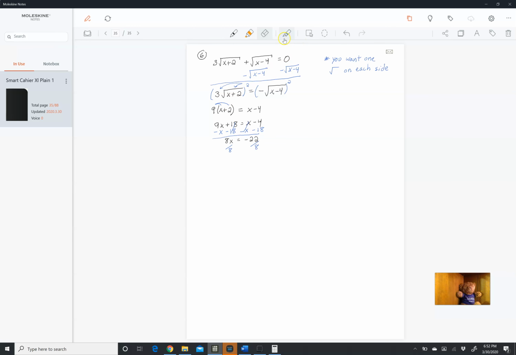And remember, we want to reduce, okay? We never want to write a fraction if it's not in reduced form. Both of these are divisible by 2. So x is equal to negative 11 over 4.